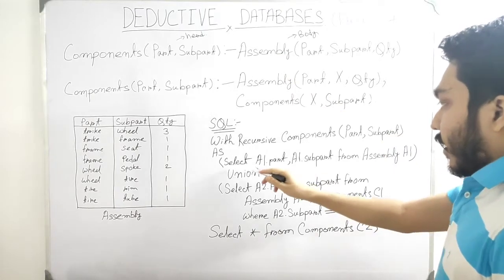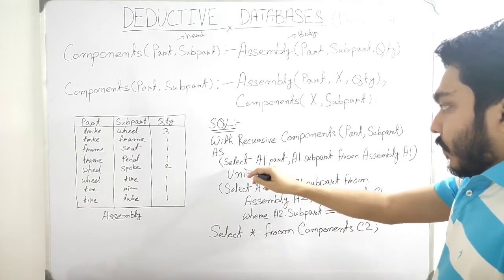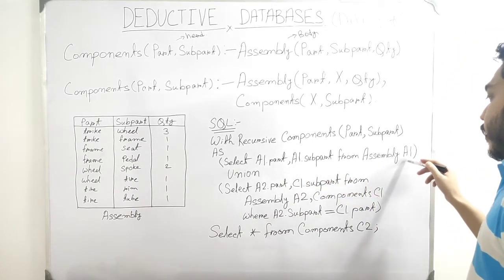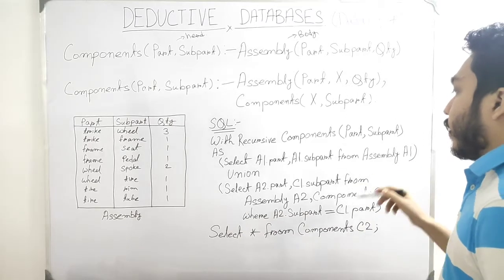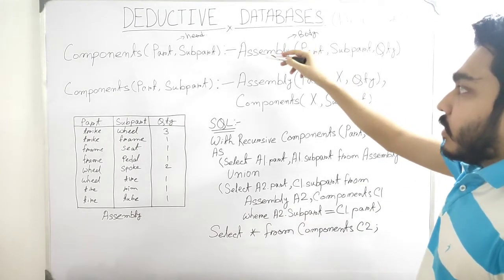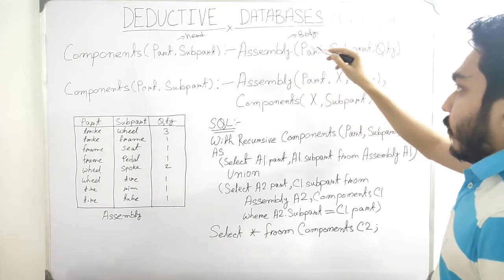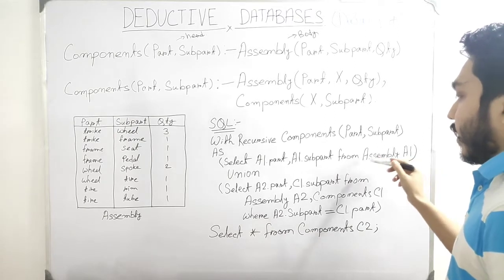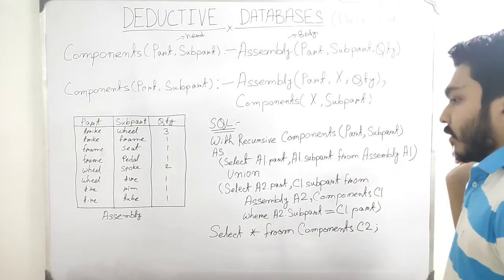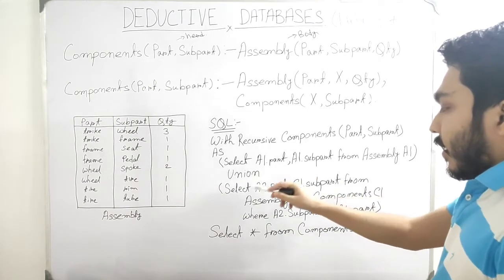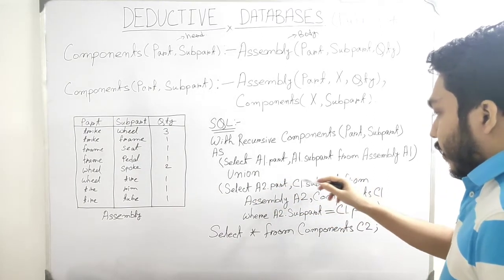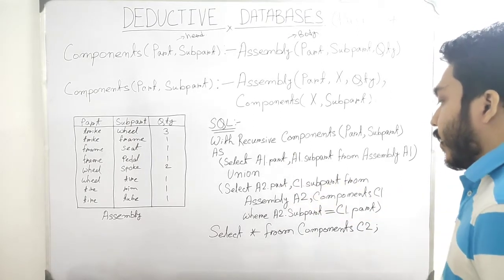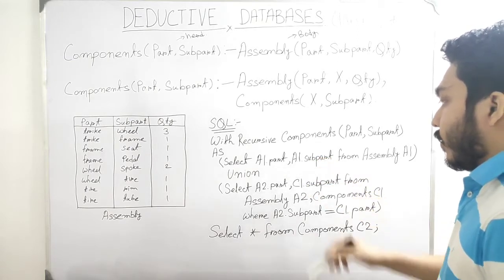In the first query, we have written select a1.part, a1.subpart from assembly, where a1 is the alias name. Whatever is present in the assembly relation, we are picking everything. There is no filter condition. We are picking each and every tuple from the assembly relation. Then there is another select query that will also produce some tuples, and we just union both of them, query 1 and query 2.